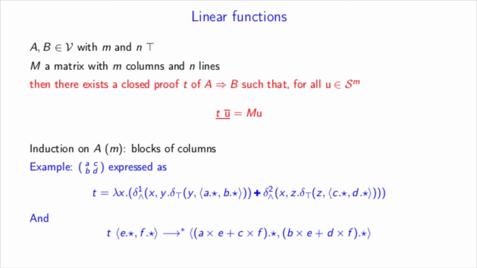This proof is not too difficult. It is a simple induction on the structure of A, or if you prefer, on the natural number m, and it proceeds by decomposing the matrix into blocks of columns. So for instance, if you consider the 2 by 2 matrix A, B, C, D, it is expressed as the term that you can read on this slide. And if you apply this term to the vector E, F, then you get the vector you expect from the matrix multiplication.